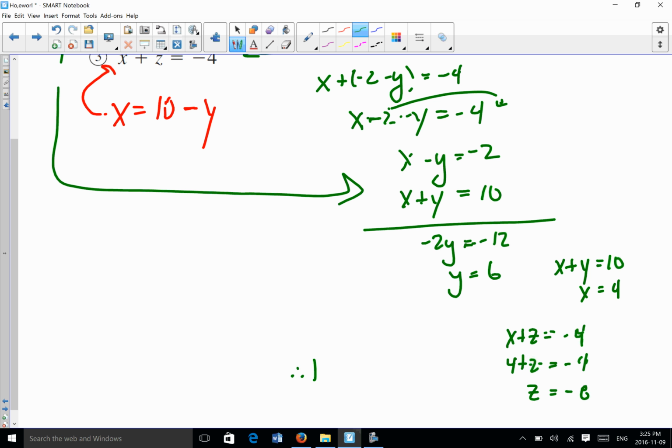So our POI is 4, 6, and negative 8. That's a crazy looking line there. And there's your POI.